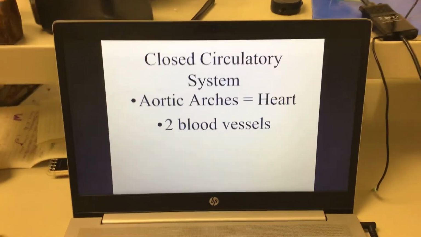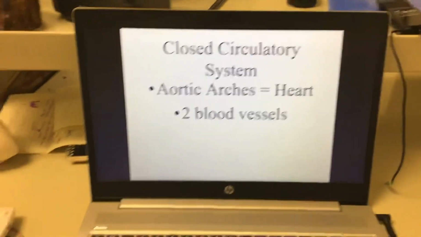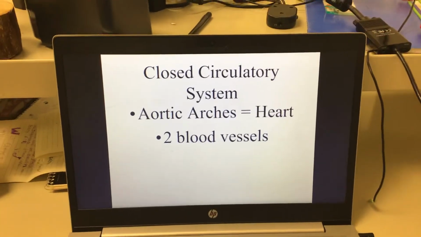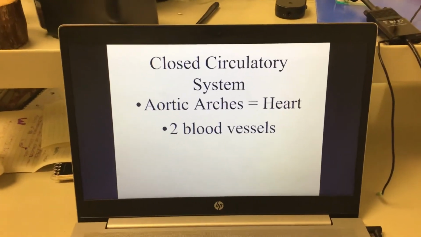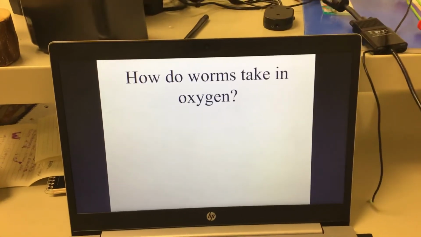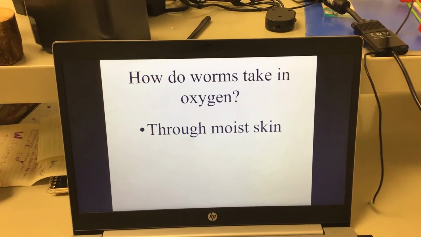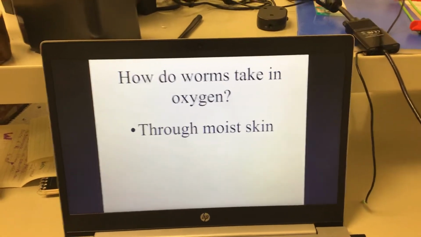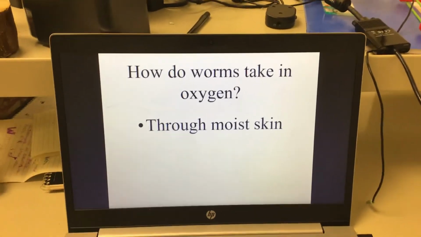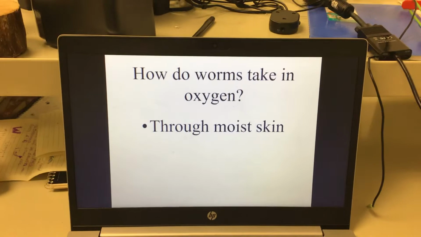I'd probably write down closed circulatory system, meaning they have vessels, veins, a heart. I would also write this down. How do worms take in oxygen? Through their skin. They're going to breathe through their skin.